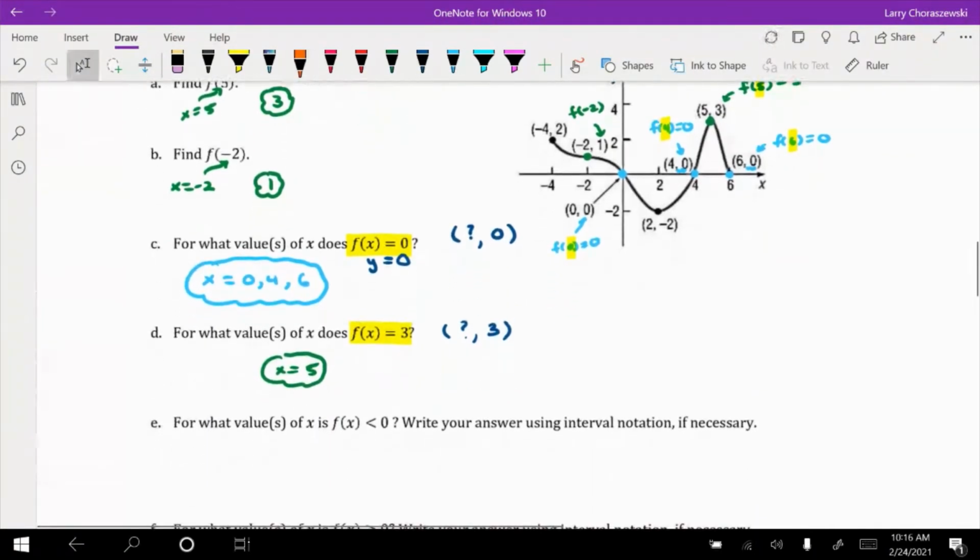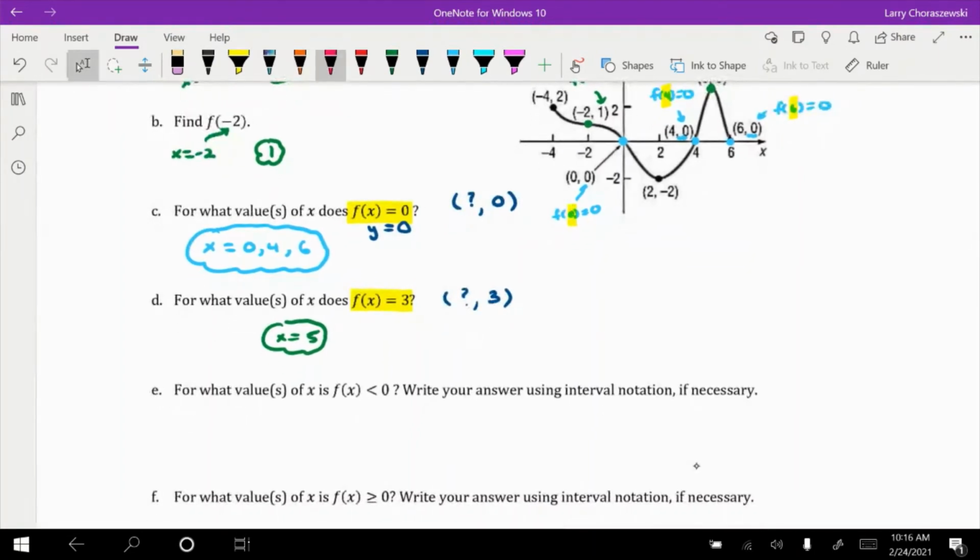Okay. Well, now we're going to mix in some inequality notation. It says for what values of x is f of x less than 0? Write your answer using interval notation if necessary, and we'll see why that's included now. But I want to give you some tips here.